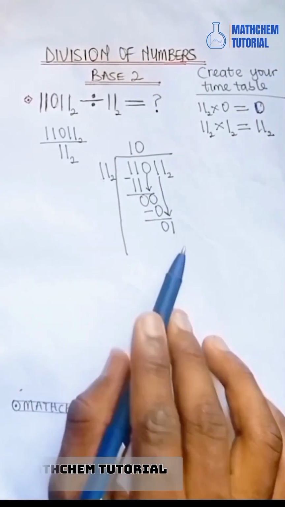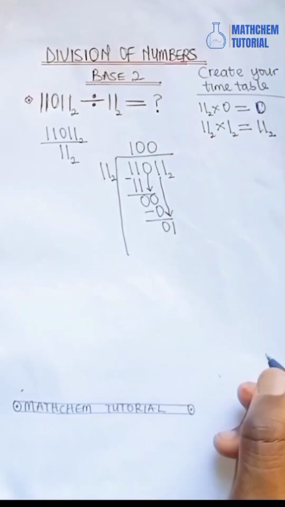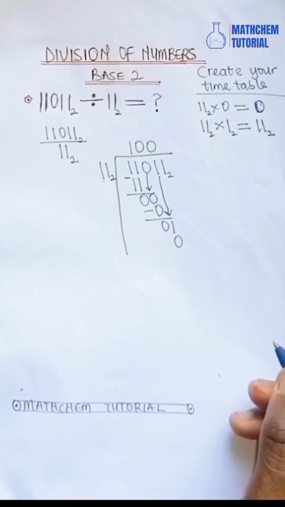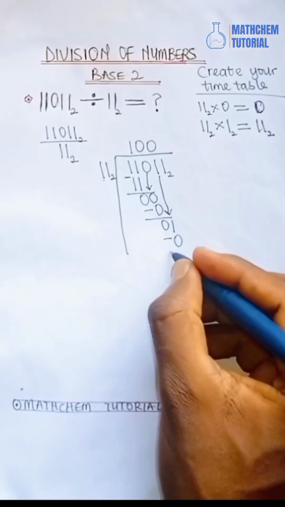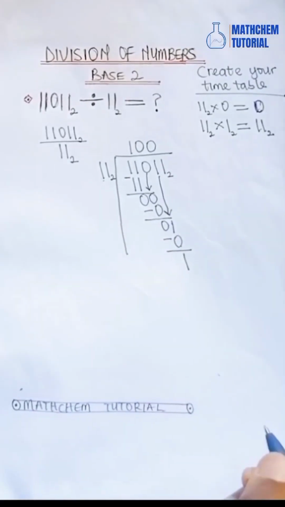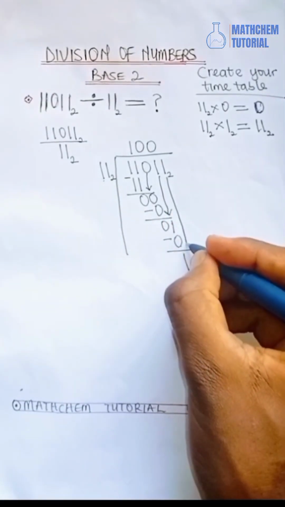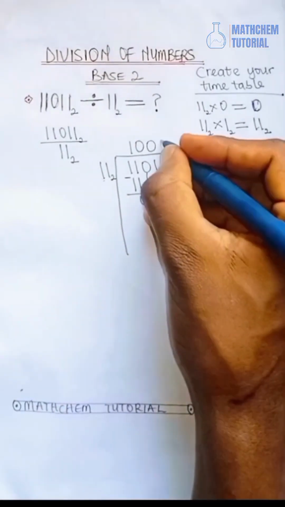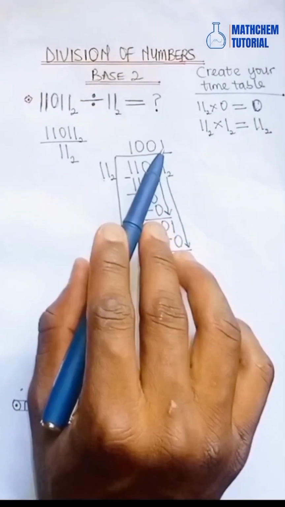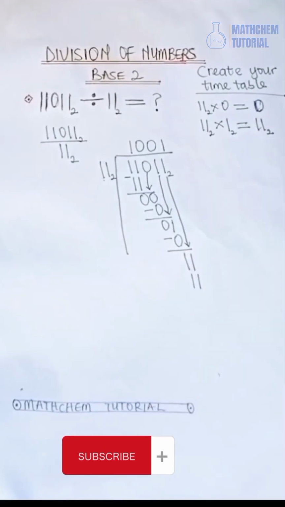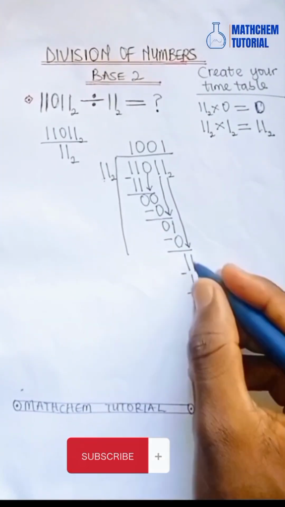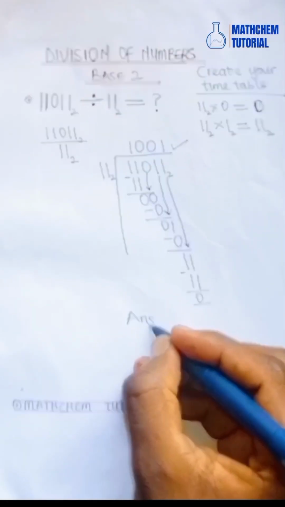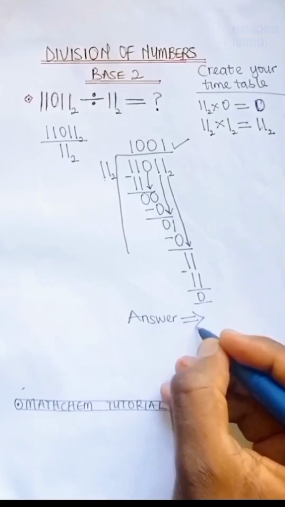Then you still say how many 1 can you see in 1, which is impossible, so you write 0. You multiply that 0 by that 1, which still gives you 0. Then you subtract 1 minus 0, that gives you 1. Lastly you bring down the last digit, which is 1, and that gives you 1. How many 1 can you see in 1? That is 1. So 1 times 1 gives you 1. Then you subtract it, and that gives you 0. After that our answer is going to be 1001 in base 2.